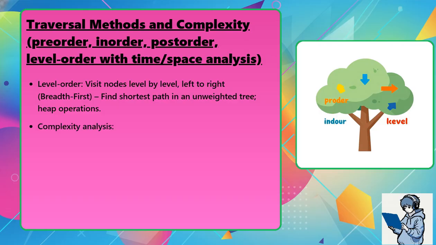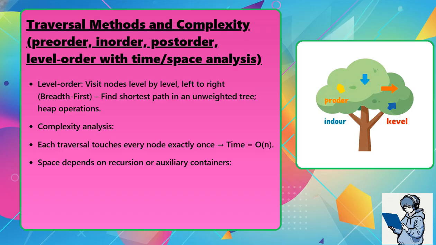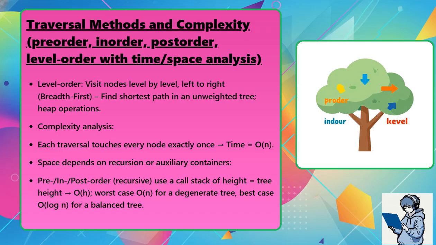Complexity analysis. Each traversal touches every node exactly once. Time equals O(n). Space depends on recursion or auxiliary containers. Pre-order, in-order, and post-order recursive versions use a call stack of height equal to the tree height, O(h): worst case O(n) for a degenerate tree, best case O(log n) for a balanced tree.